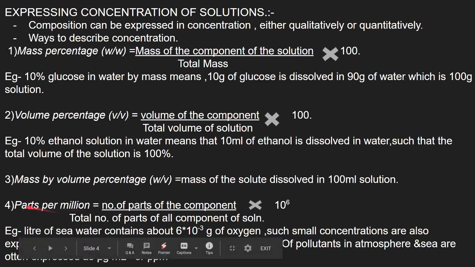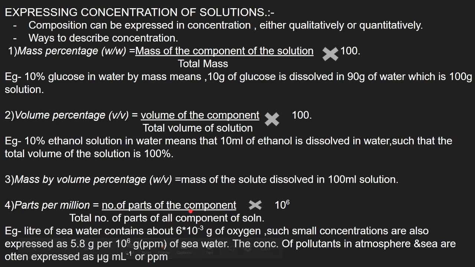Then next is parts per million. Parts per million means the number of parts of the component divided by the total number of parts of all components of the solution, multiplied by 10 raised to 6. Okay, so what does it mean? The number of parts of the component, here we are talking in terms of parts. Minute parts, because as you can see, it is multiplied by 10 raised to 6. So we are talking about minute parts.